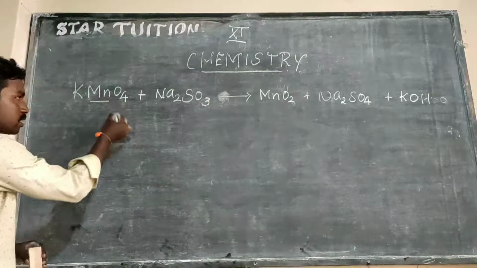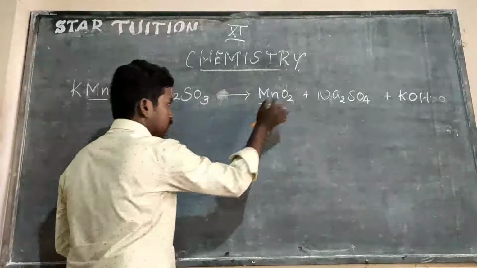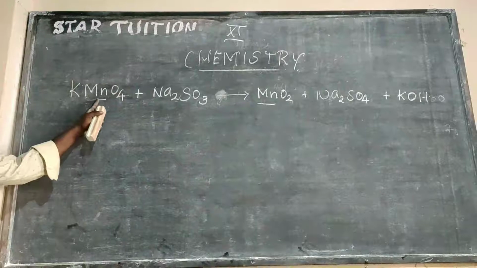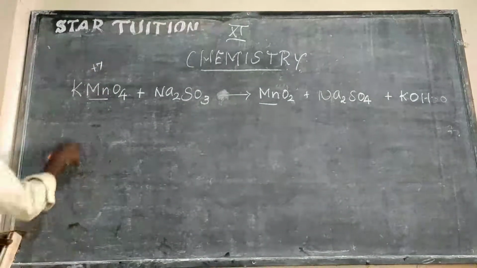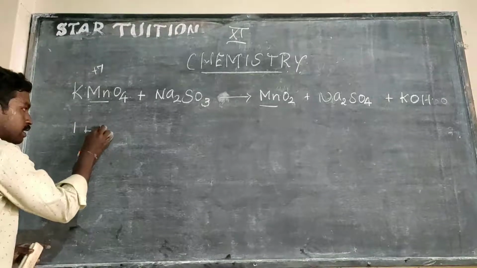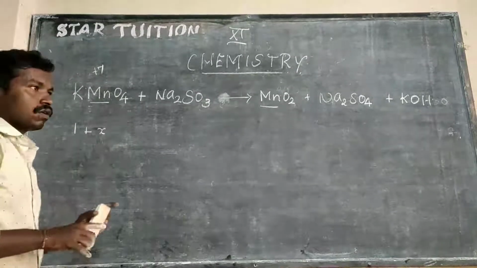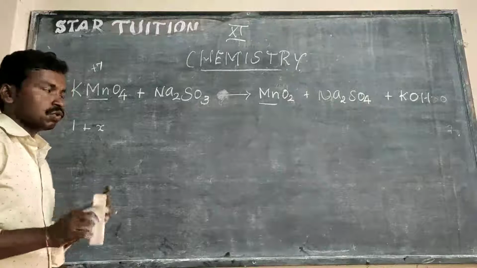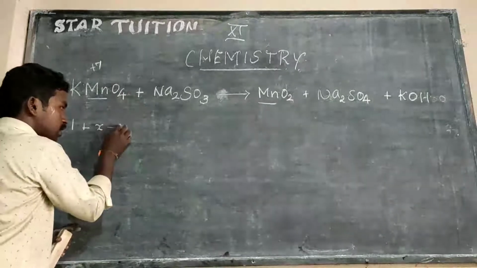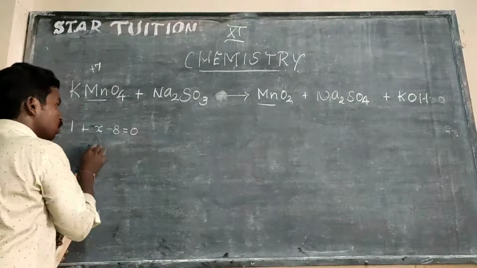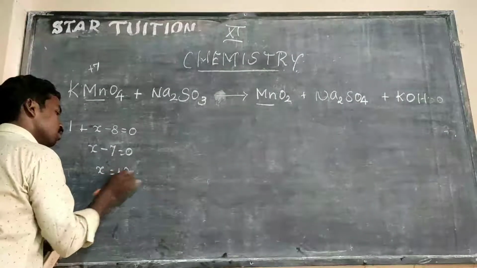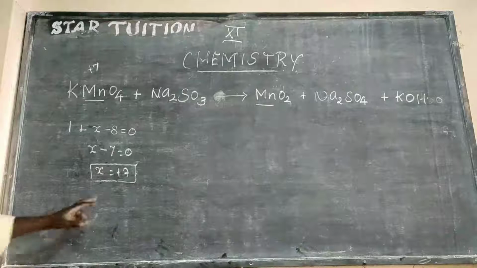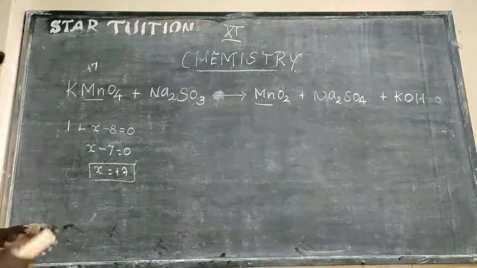Here manganese is there, here also manganese. What is the charge of manganese in KMnO4? It is plus 7. Here we have potassium 1, manganese X, and 4 oxygens. Charge of 1 oxygen is minus 2. 4 into minus 2 means minus 8. So 1 plus X minus 8 equals 0, so X is equal to plus 7. In the reactant side, the charge of manganese is plus 7.